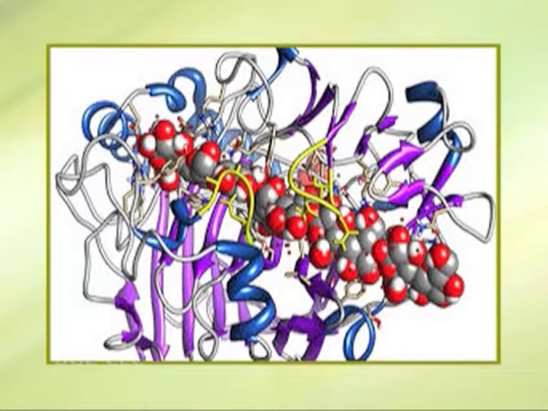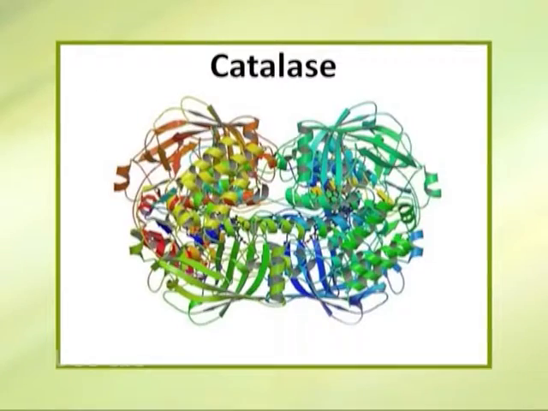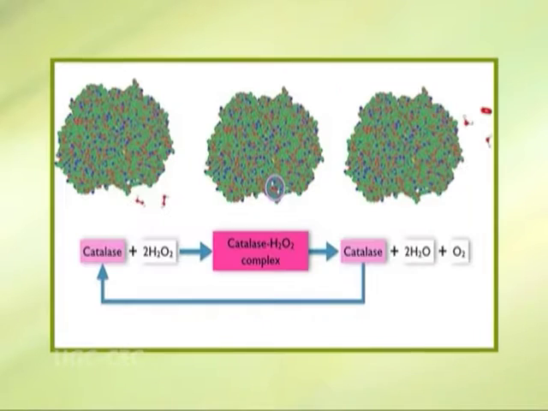Enzymes are macromolecular biological catalysts. Enzymes accelerate or catalyze chemical reactions. For example, catalase. It catalyzes the decomposition of hydrogen peroxide in living tissue. One catalase molecule can convert 5 million molecules of hydrogen peroxide to water and oxygen each minute.